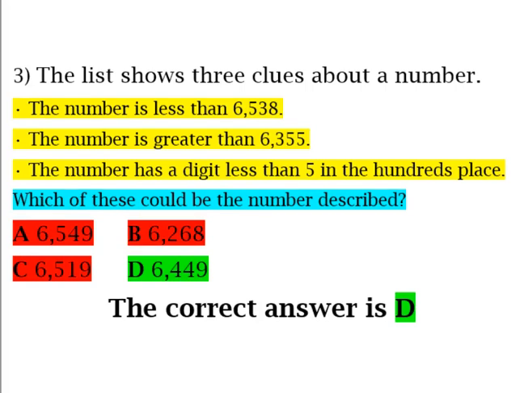6,449. That number is less than 6,538. Check, that's correct. It's greater than 6,355. Check, that's correct as well. And lastly, yes, the number in the hundreds place is less than 5 because in the hundreds place, there is a 4. Let's move to question number 4.